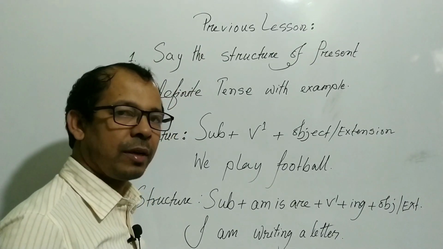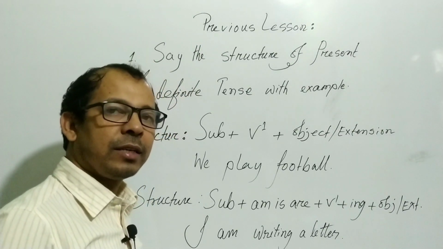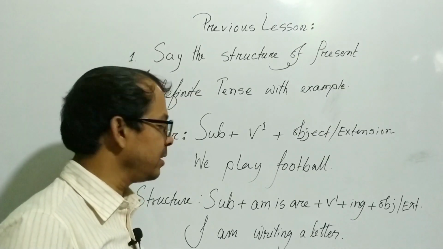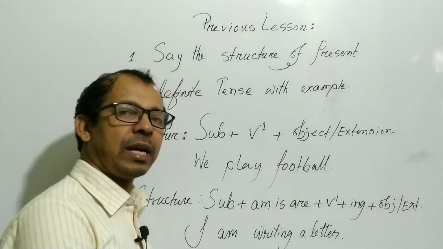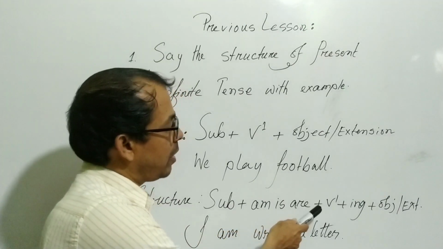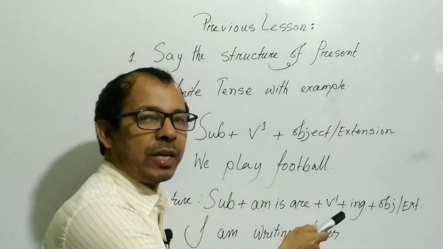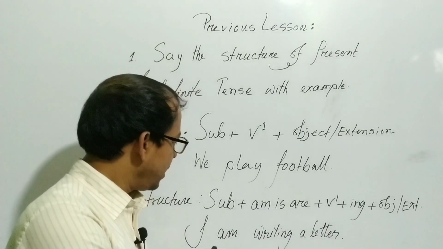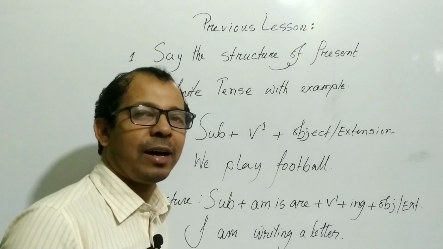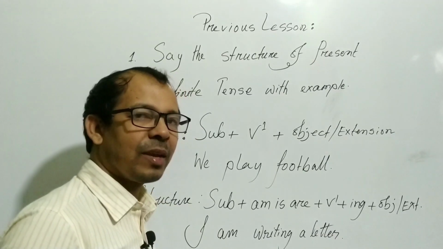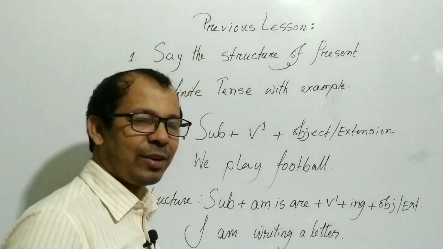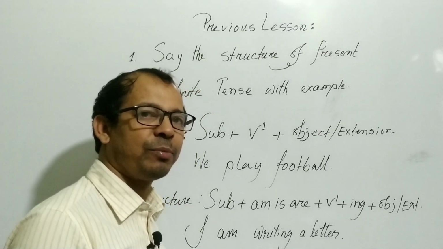Next one. Who can tell me the structures of present continuous with example? Yes, my dear student. The structures of present continuous is subject plus am, is or are plus V1 plus ing plus object or extension. An example, I'm writing a letter with a fountain pen. Okay, my dear student, thank you for learning your previous lesson.